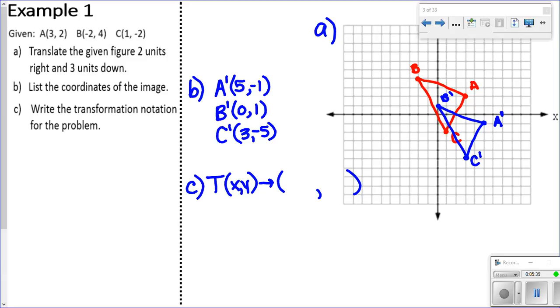Well, since we went to the right 2, do you think I would add 2 to x or subtract 2 to x? Well, since we're going to the right and those are positive numbers, we would take the original x and add 2.